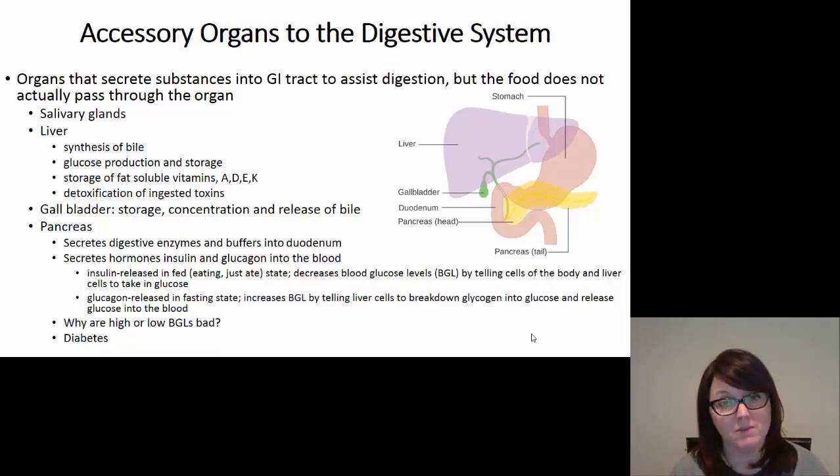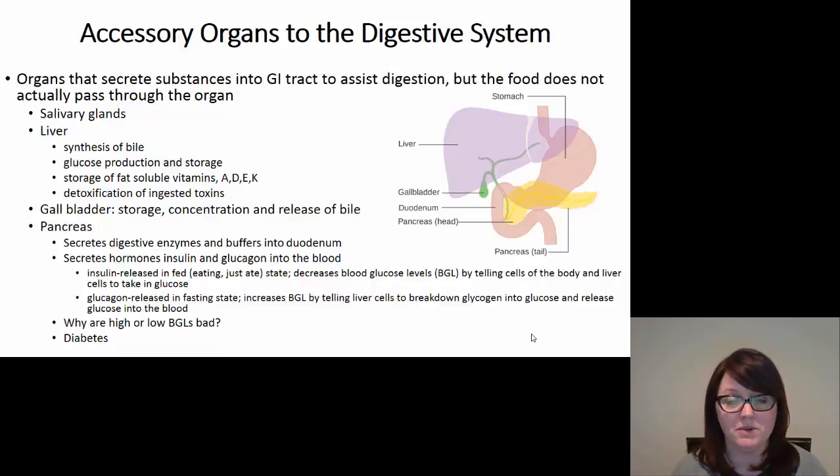So these people have to monitor their blood glucose levels, and then if their blood glucose levels become too high, they will need an insulin injection. And a lot of this can be done now through insulin pumps. So it makes regulating the blood glucose levels a lot easier.